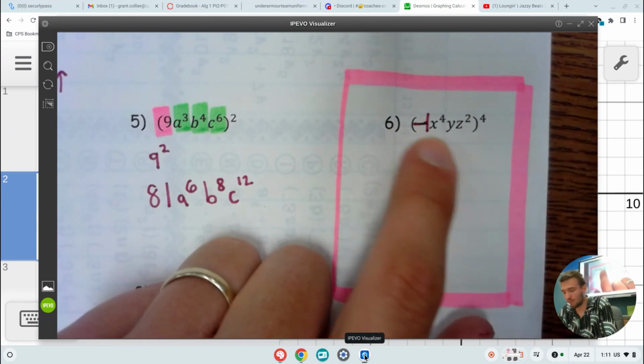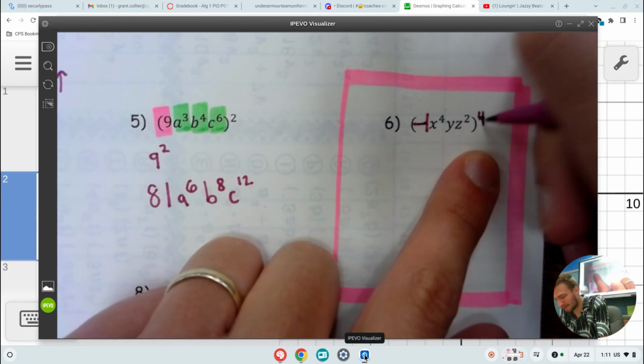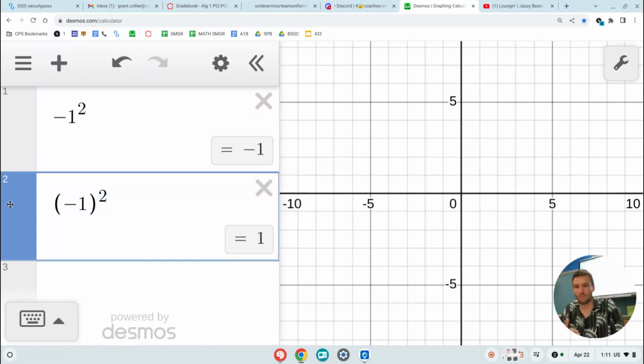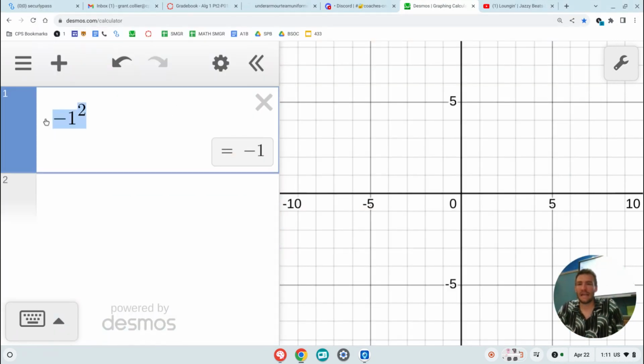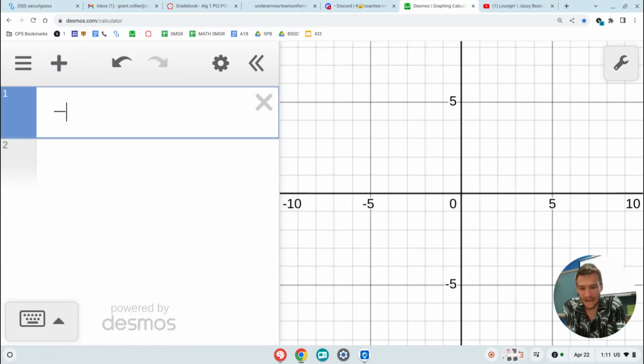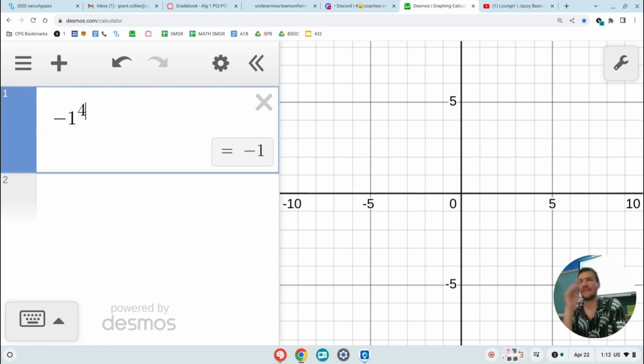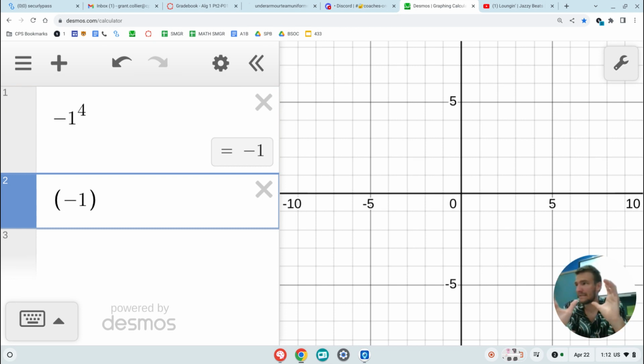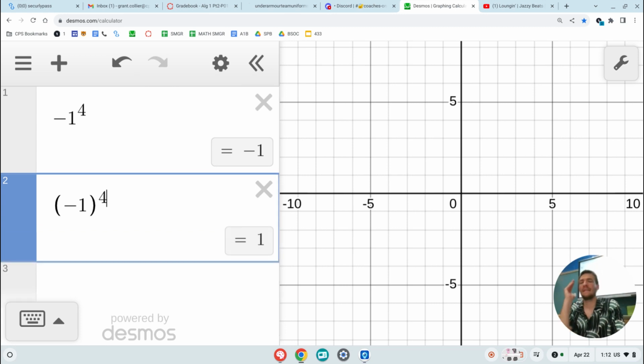And that -1 needs to be power 4. If we need to do -1 power 4, and we type it in wrong, -1 power 4, that is not correct. Parentheses -1, close the parentheses, and then power 4. Now that is what it needs to be.